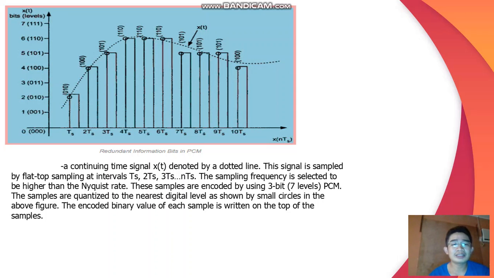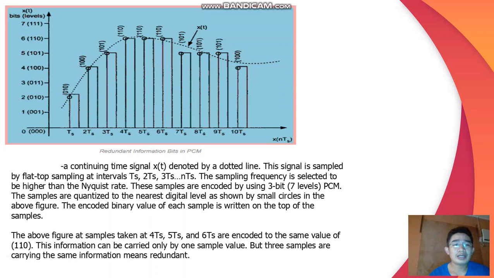In PCM, the samples are quantized to the nearest digital level as shown by the small circles in the above figure. The encoded binary value of each sample is written on top of the sample. This is it. In the above figure, the samples taken at 4TS, 5TS, and 6TS are encoded to the same value of 110. This information can be carried by only one sample value, but three samples are carrying the same information, which means redundant. This is it.